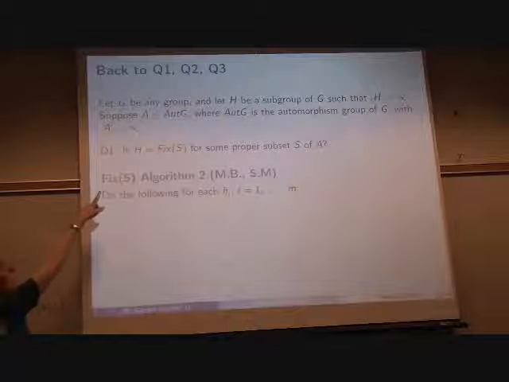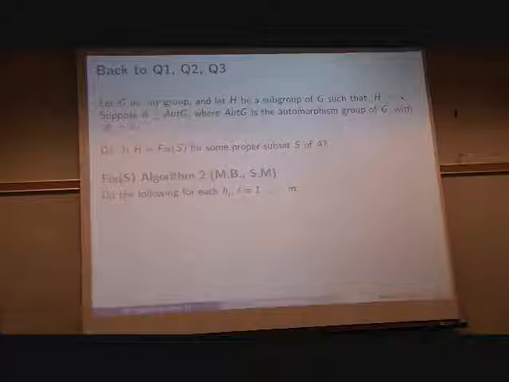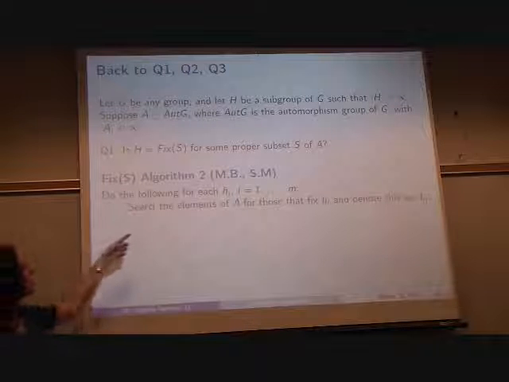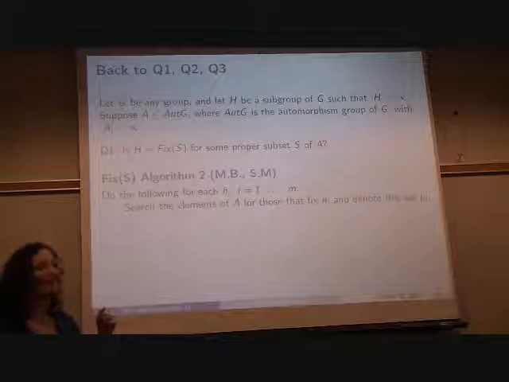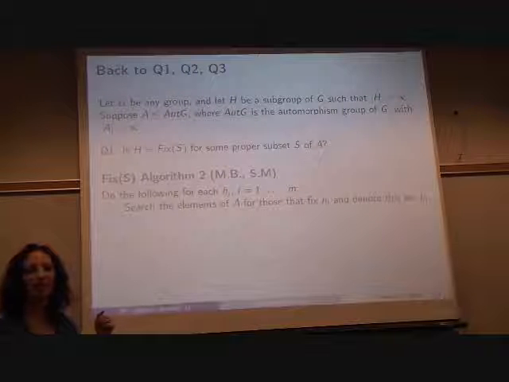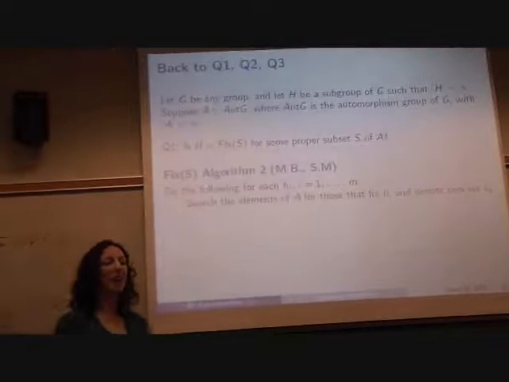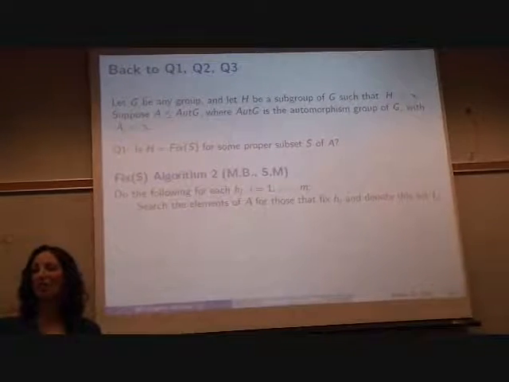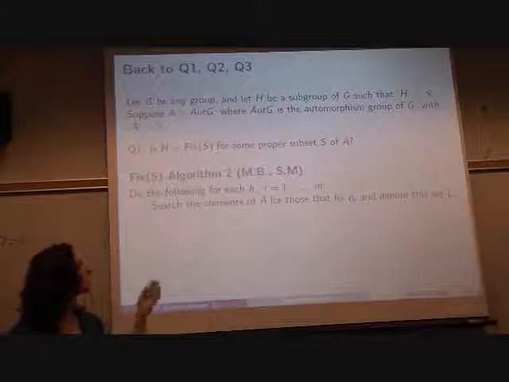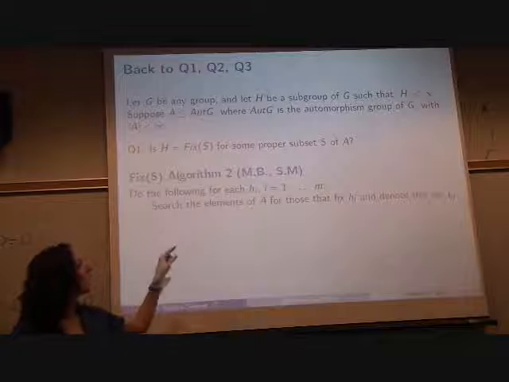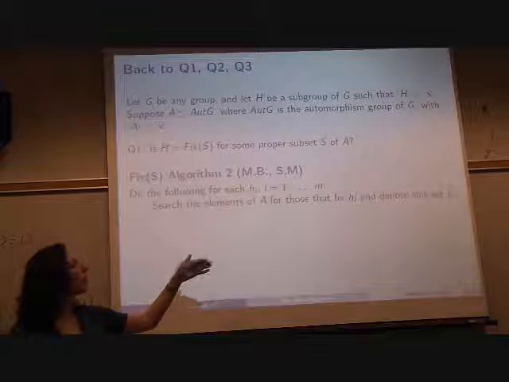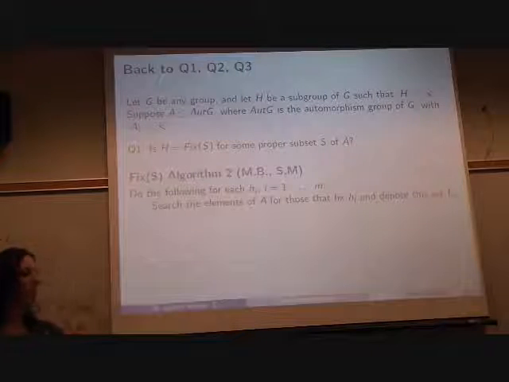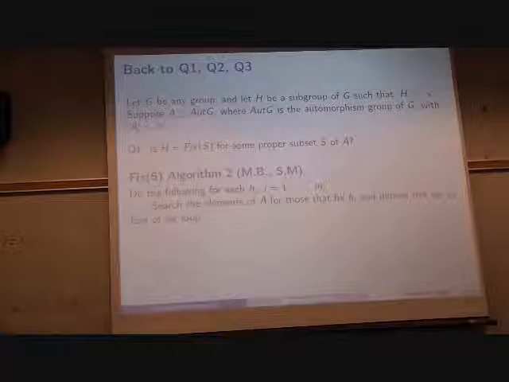So for each element in H, we're going to perform the following. We're going to search the elements of the automorphism group for those that fix that particular element. And so we may have one, we may have none, we may have a collection of them. It depends on the H. So for each H sub I, we're going to generate a set of elements. We call them L sub I. It may be empty, it may not be.